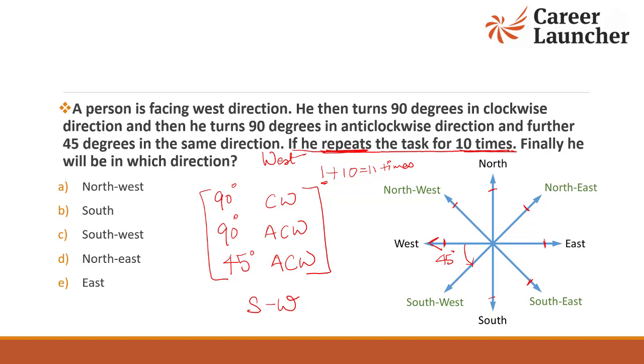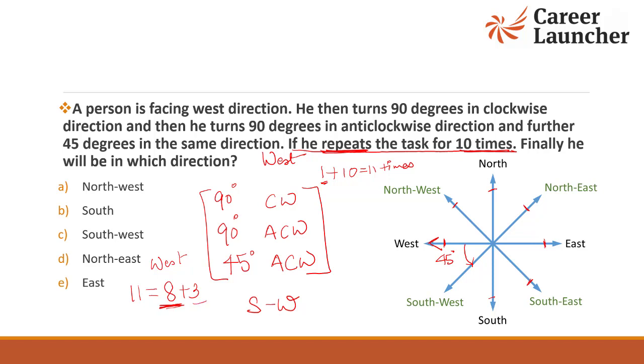So we are seeing here, if he repeats this task for the 8 times, he comes back to his original direction, which was west. Now here we have 11. So 11, let me split it as 8 plus 3. So after 8 times he was originally in the west. After 8 times doing this task for 8 times, he would now again be facing west.